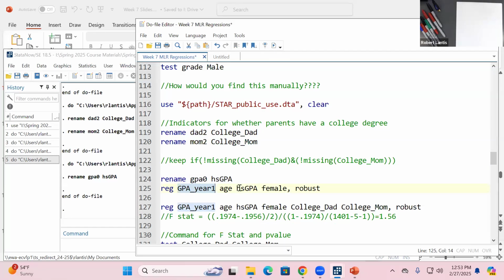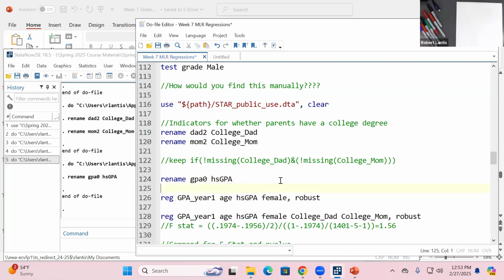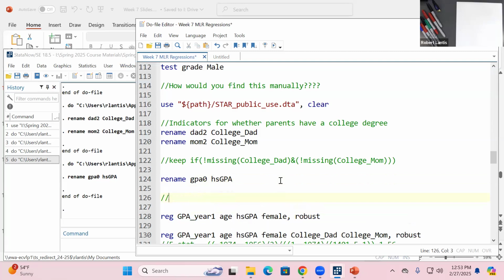Okay. So when I threw in this comment of robust, what did that adjust for? Do you remember what we've talked about, where in Stata I'd want to include this robust command?